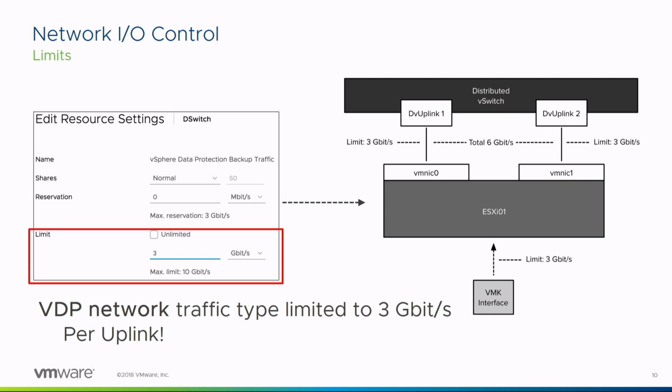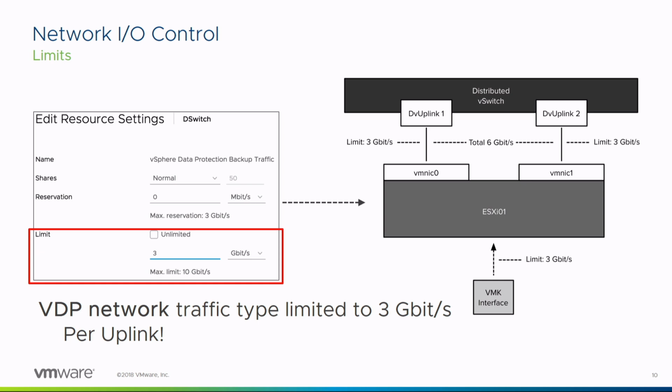Now the thing with limits, and that's also something that's easily forgotten, is that when you look at the diagram, when you have an ESXi host with 2 uplinks connected to the distributed vSwitch, and the VMK interface in the VDP network traffic type is limited to 3 gigs, that's actually enforced per uplink. So when you configure a 3 gig limit, that is a total, when using 2 uplinks, of a 6 gig limit for that specific ESXi host. So that's something to keep in mind.